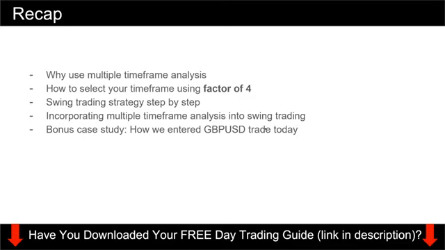Then I went through the swing trading strategy step by step. Basically, you draw a trend line. You look for either a trend line bounce or a trend line break. After that, you draw your Fibonacci retracement. And then you look for a confluence between your Fibonacci retracement, trend line, and market structure. Then I went to the charts and showed you how to incorporate multiple time frame analysis into swing trading. Basically, you just add one additional step. You identify the key support and resistance level on the higher time frame. Then lastly, I showed you how we actually entered the pound dollar trade today.